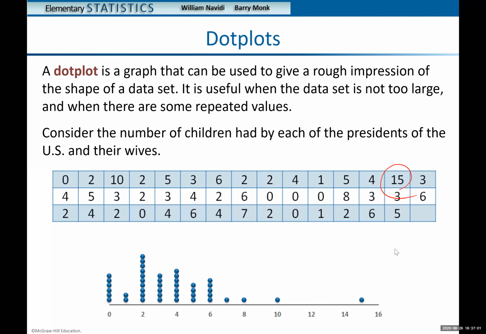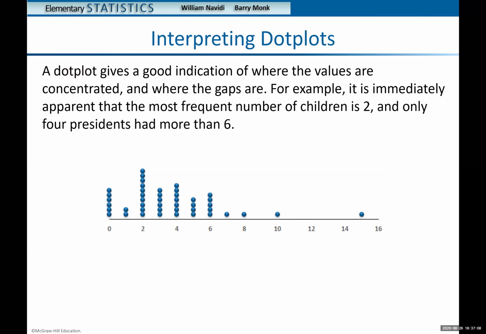The reason why we're doing this is because you can easily interpret this. A dot plot gives a good indication of where the values are concentrated and where the gaps are. For example, it is immediately apparent that the most frequent number of children is 2 based on these dots, and only 4 presidents had more than 6. These 4 presidents here, 7, 8, 10, and 15. So you can easily write an interpretation of that data.